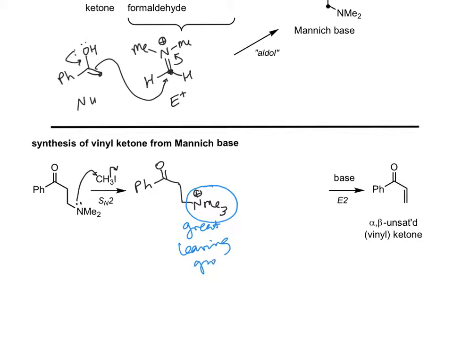So if we now treat this with a base as our second step, our base can come in and deprotonate the alpha carbon, kick out the beta leaving group, and make the alpha beta unsaturated ketone, in this case a vinyl ketone. So this 1-carbon component came from formaldehyde, but we used the amine to make the iminium ion as a way of getting a higher yielding reaction.